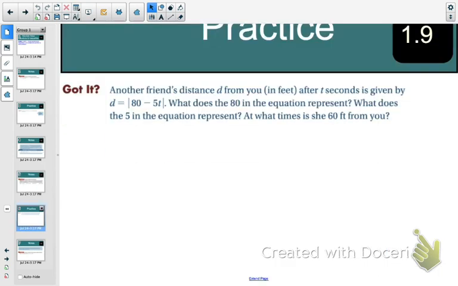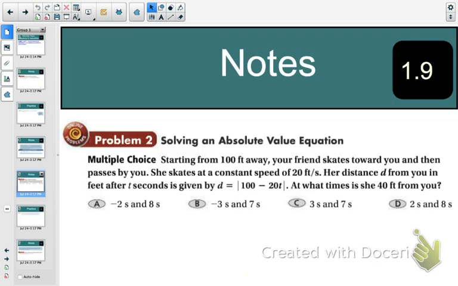Okay, so we got a new equation now. 80 minus 5t equals d. If you look back at the previous one, it was 100 minus 20t. If you think about it, your 100 represents how many feet away your friend skates from you. She started at 100 feet away, and she was going 20 feet per second. So she's getting closer to you. So your distance is decreasing because she's getting closer to you at 20 feet per second.